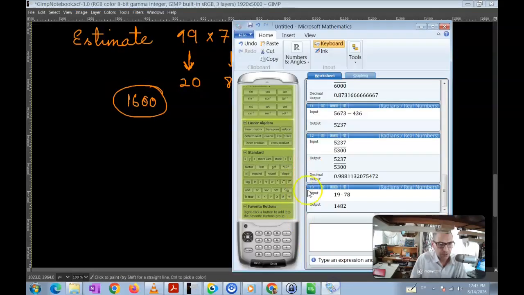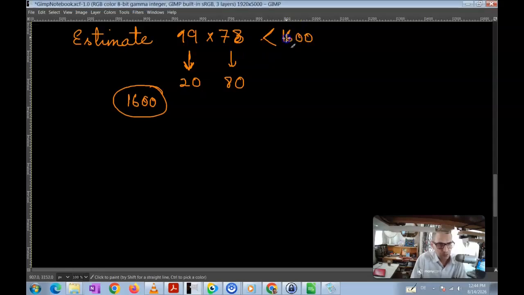And we saw over here that the actual calculation is 1482. So we can say with certainty, even though we don't know what the calculation might be, of course we have calculated that here, but suppose that we hadn't calculated this. Now with certainty I can say that 19 times 78 is less than 1600, and of course with absolute certainty we can say that 19 times 78 is also less than 2000, because if some amount is less than 1600, it's of course going to be less than 2000, right?